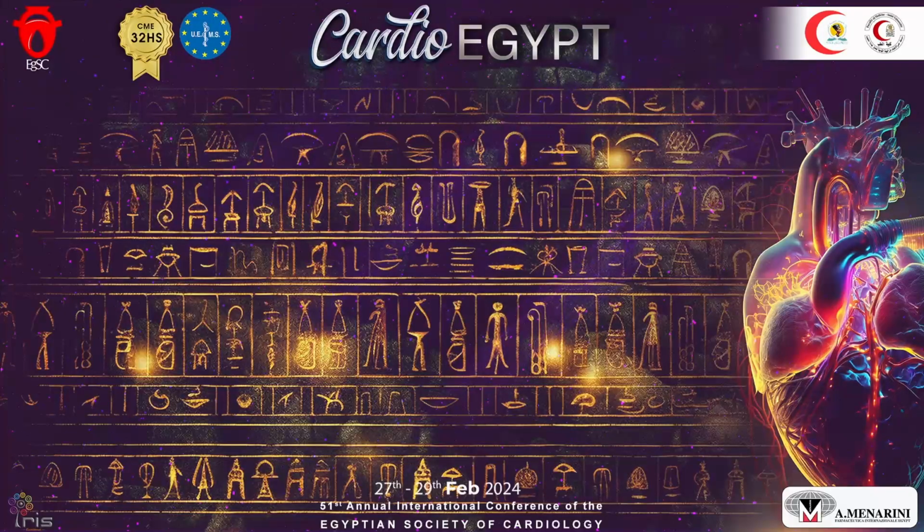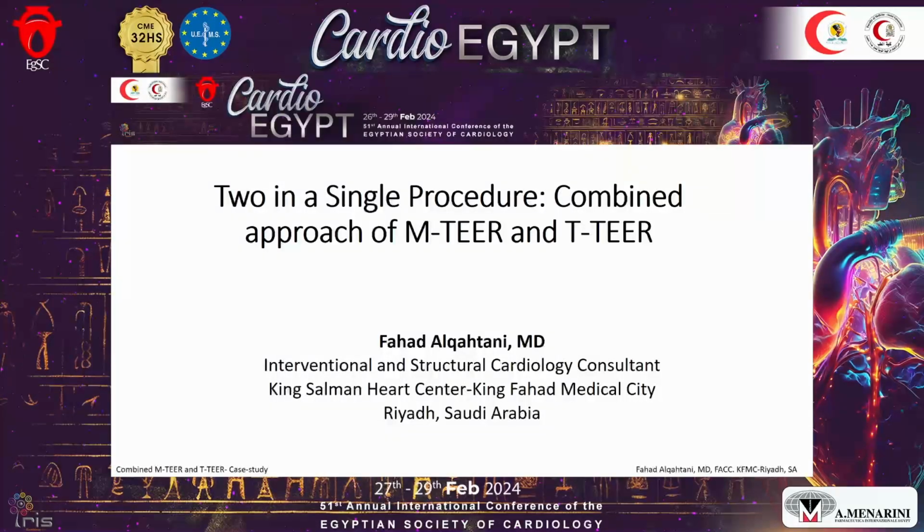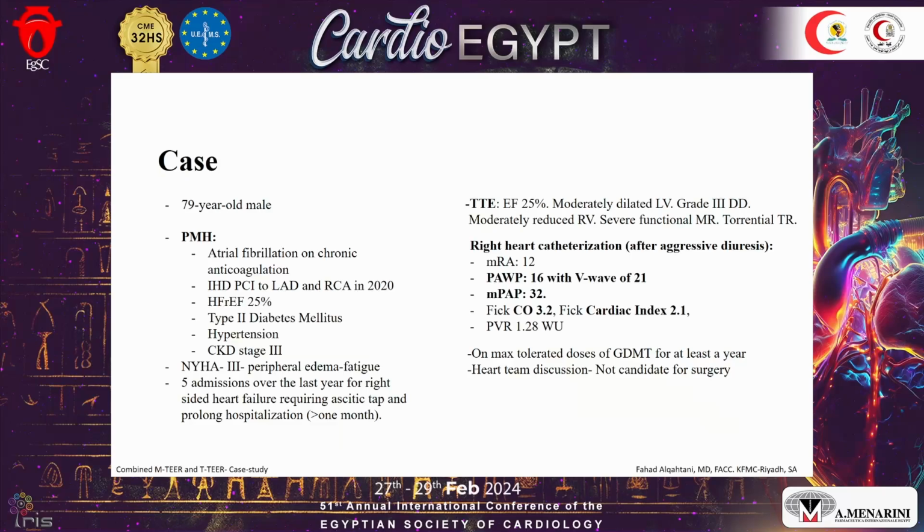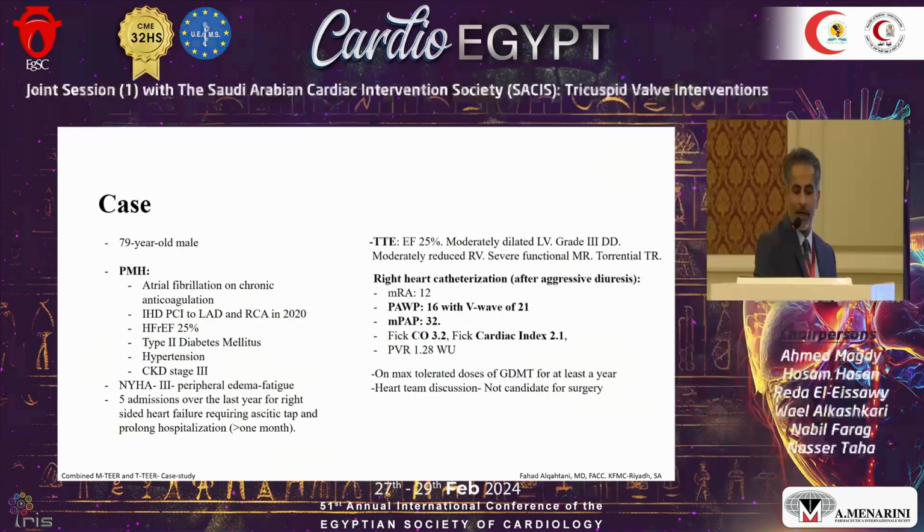This is different from what we saw with the first two cases, which were purely right-sided pathology. Now we have a combined, more complex pathology. This is two in a single procedure, a combined approach of M-TEER and T-TEER, the mitral and tricuspid. We have a 79-year-old, very old patient with atrial fibrillation and chronic anticoagulation. He has ischemic heart disease, PCI to LAD and RCA in 2020, heart failure with ejection fraction of 25%, type 2 diabetes, hypertension, and stage 3 chronic kidney disease.